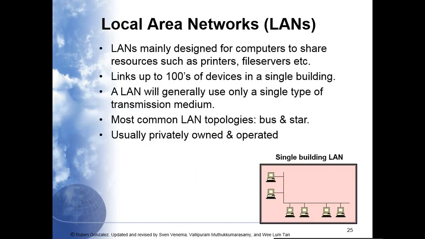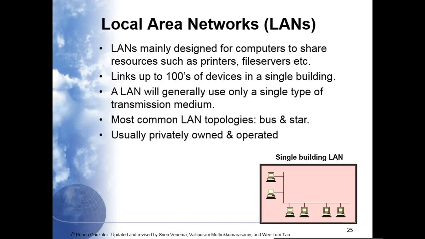So a local area network is mostly designed for computers to share resources like printers, and probably most people at home have some kind of local area network that they've configured right behind their router and firewall. It links up to hundreds of devices in a single building, though probably you don't have that many at home. A local area network will generally use only a single type of transmission medium. The most common LAN topologies are bus and star, and they're usually privately owned and operated.